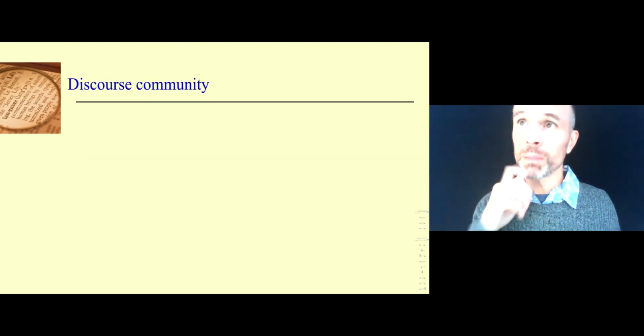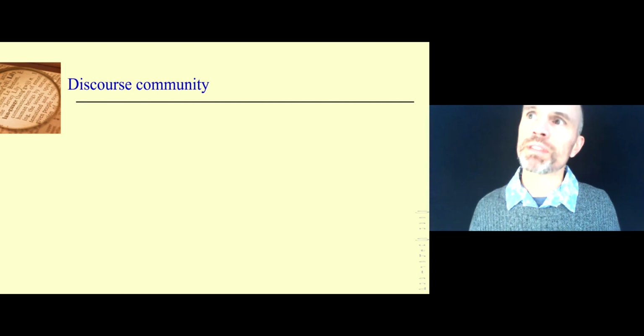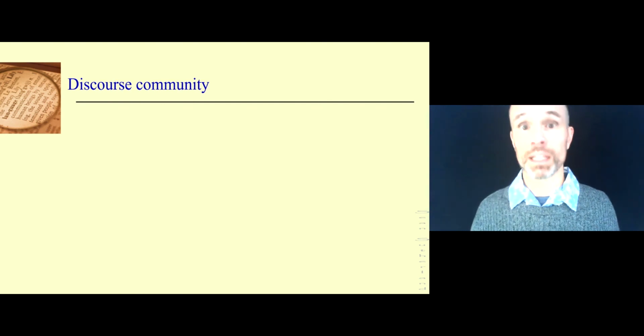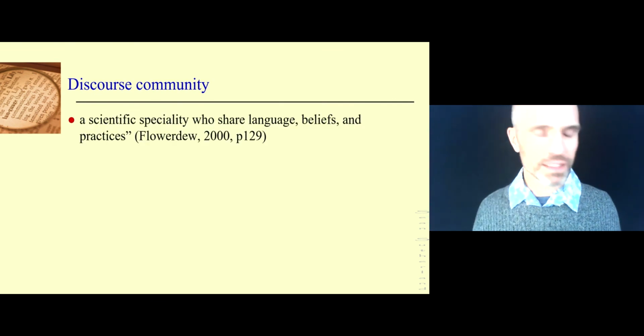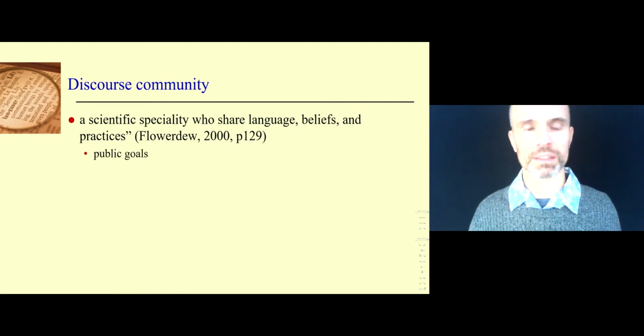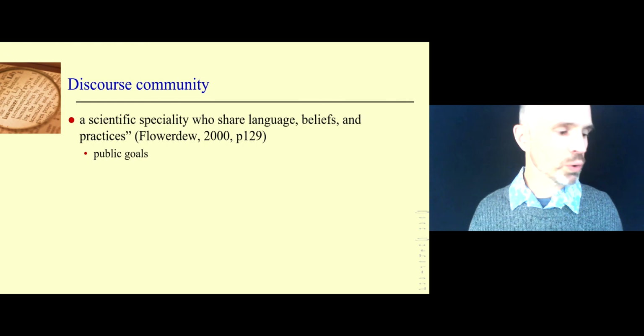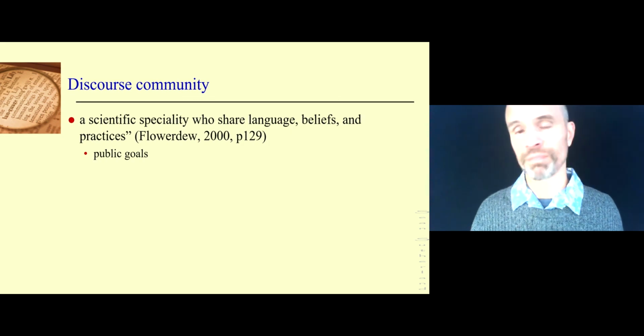Finally, for our purposes, this is probably the smallest in terms of numbers, the discourse community. But because of the nature of this assessment and you as students, sometimes you may find that discourse community is the term best applied to a group of people you are researching. Largely, this is focused on academics, right? A discourse community is a group of people with a scientific specialty who share language, beliefs, and practices, right? They have public goals to advance their field of knowledge.